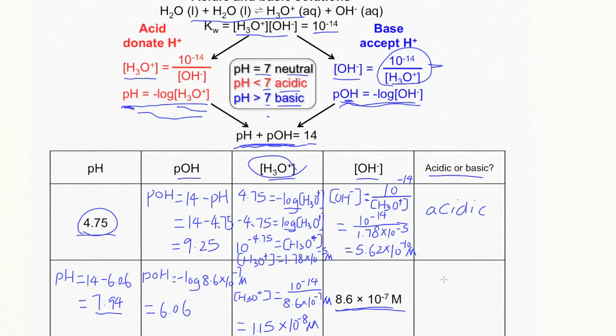The last question, is this acidic or basic? You take a look at the pH value again. Since it's greater than 7, so it's basic.